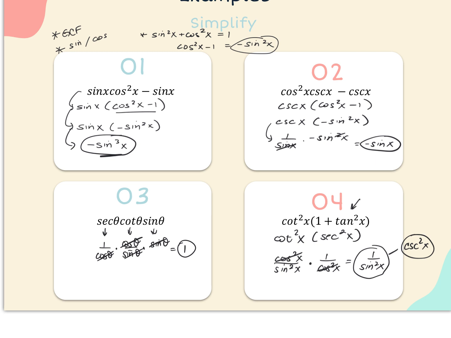We're learning all the things we can do with simplifying. We can factor out a GCF, we can convert to sine and cosine, we can add in some Pythagorean identities, or sub them in.